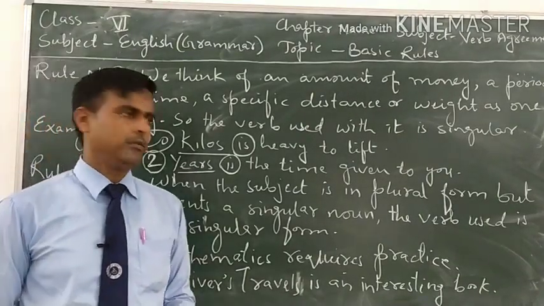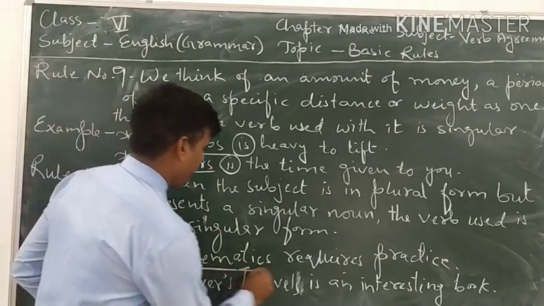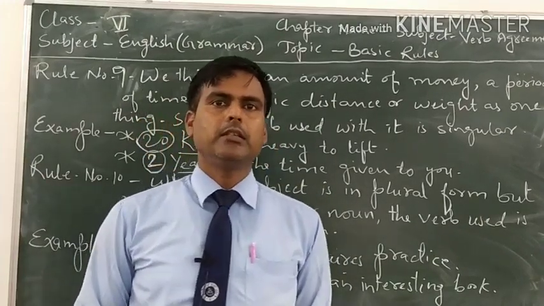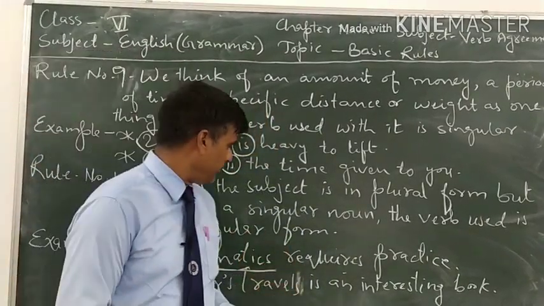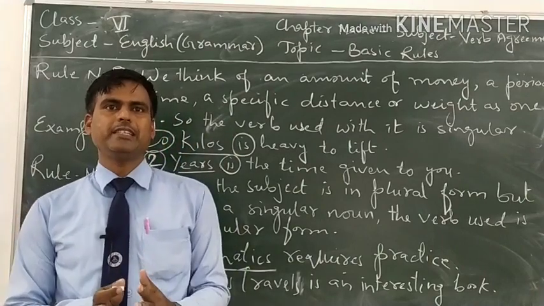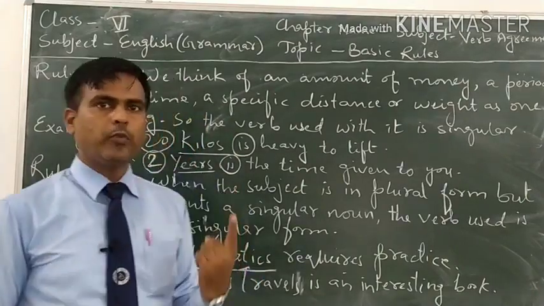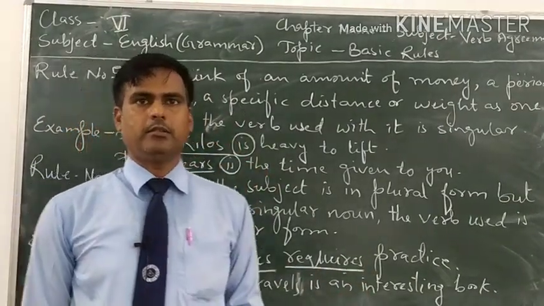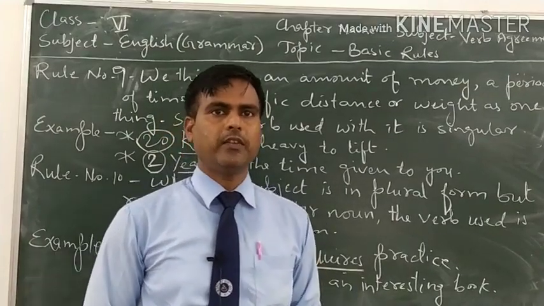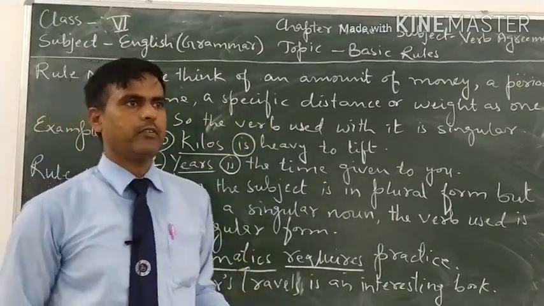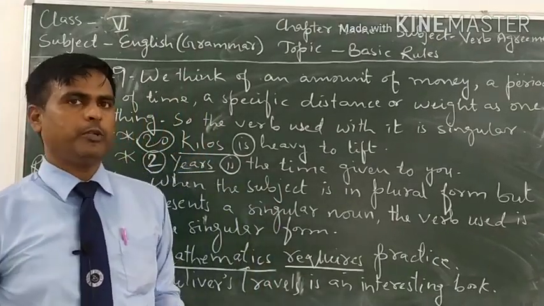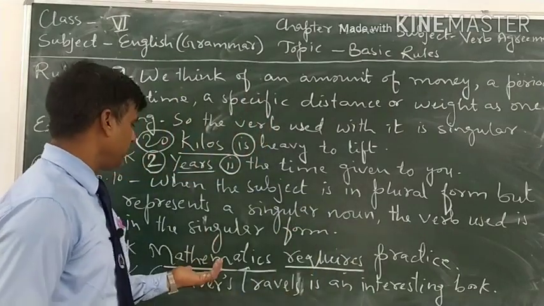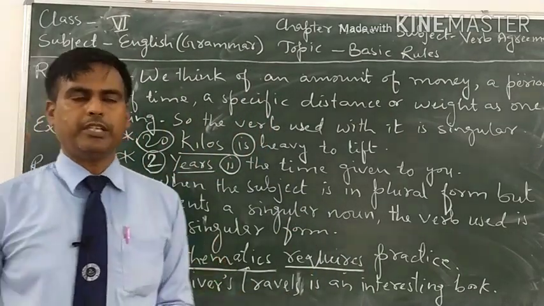For example, mathematics requires practice. It seems that this is a plural subject, but mathematics is only one subject, only one thing. That's why we will use a singular verb, requires. We don't use require with mathematics. We don't use a plural verb with economics. We don't use a plural verb with these kinds of subjects.